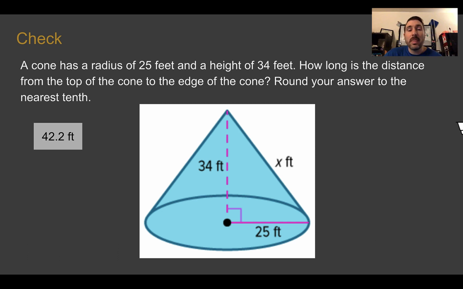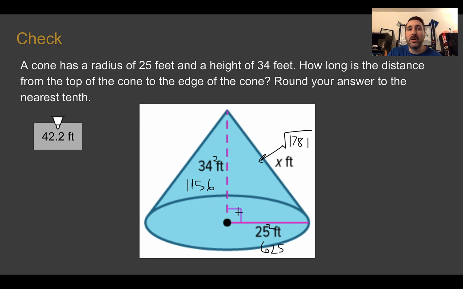Check your answer. You should have said that the edge of the cone from the top to the bottom is 42.4 feet. We would do 34 squared, which is 1156, plus 25 squared, which is 625. Added together, we get 1,781. Then we want to go to the side length, so we need to take the square root of that, which we get plus or minus 42.2.